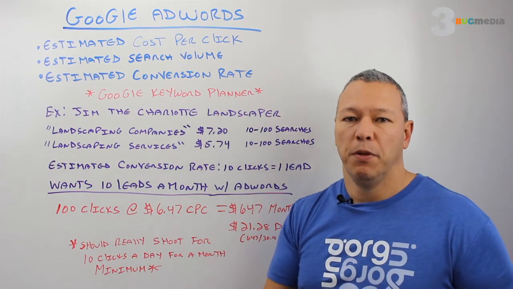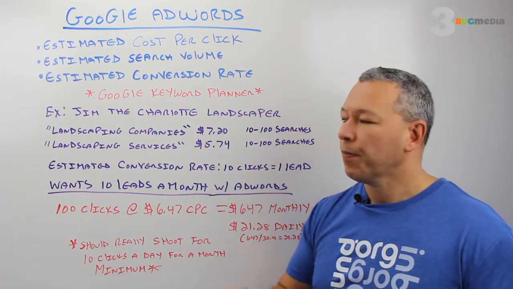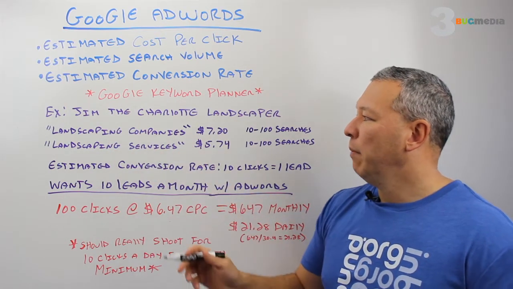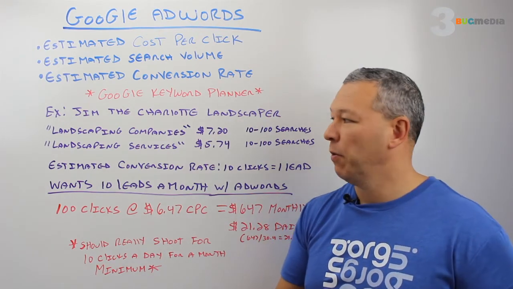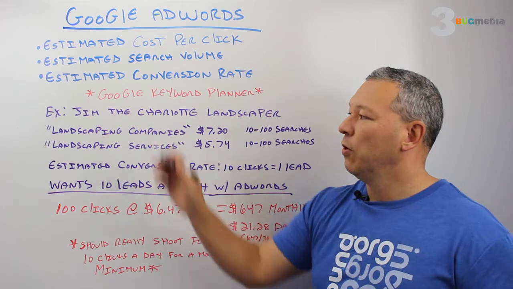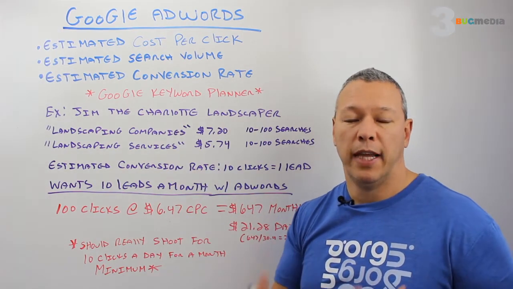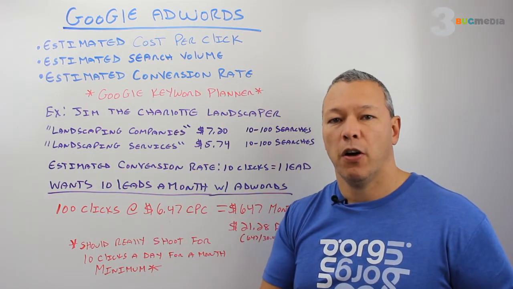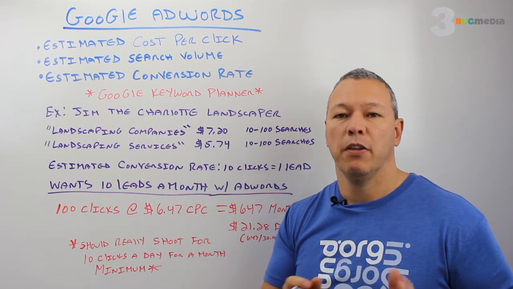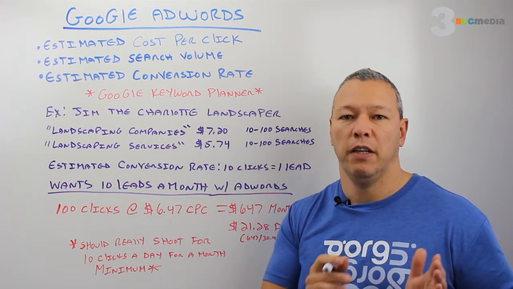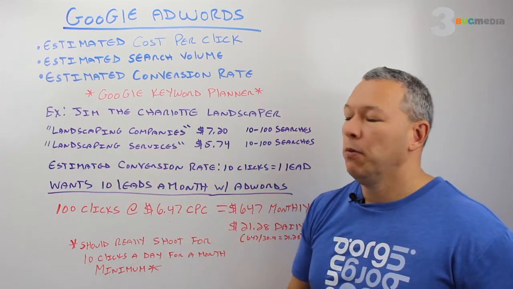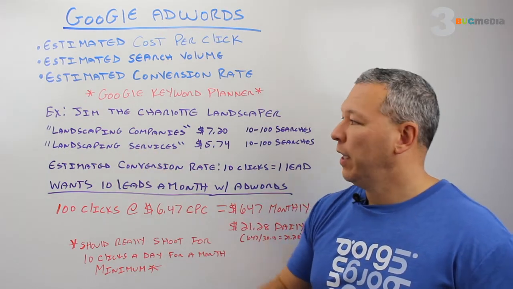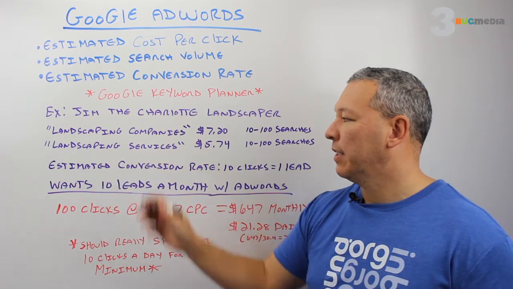So I'm going to give you an example of how this works. Say we have Jim. He's a landscaper in Charlotte and he wants to get started on Google AdWords. He goes to the Google Keyword Planner, types in landscaping, and sets the targeting to Charlotte. That'll give him search data specifically for that area. Some of the keywords that pop up, two of the ones that intrigue him, are landscaping companies and landscaping services.